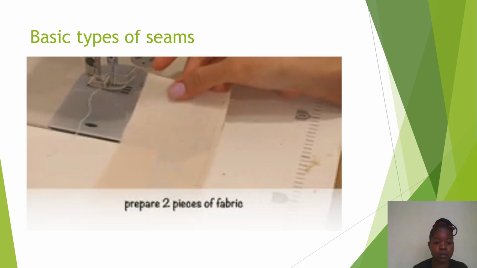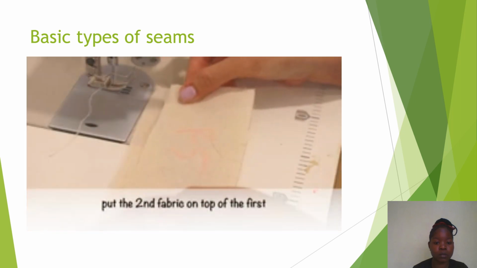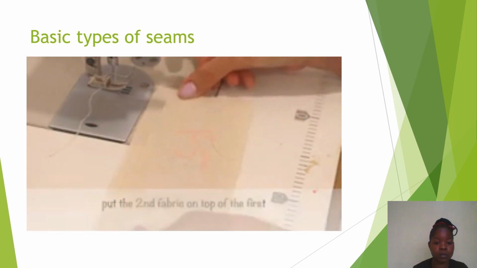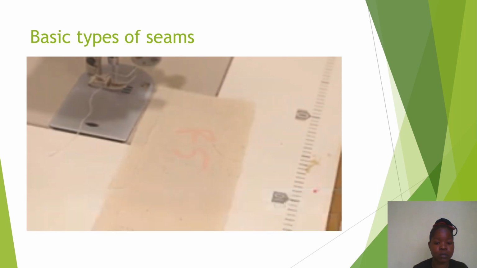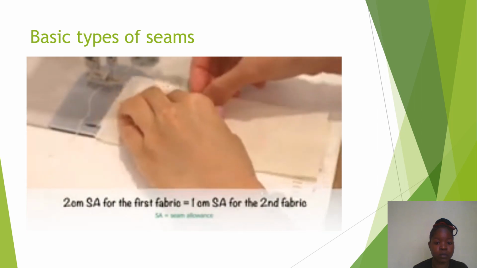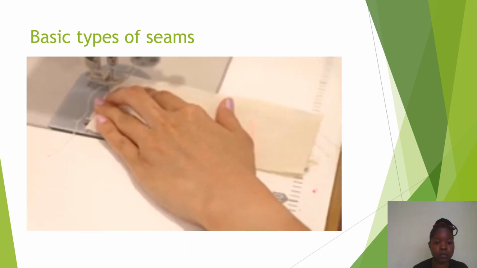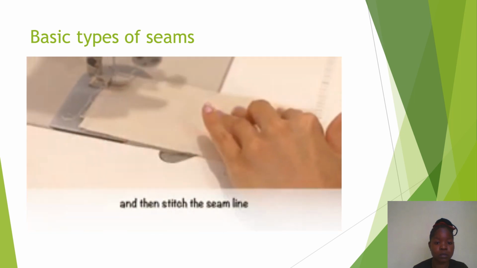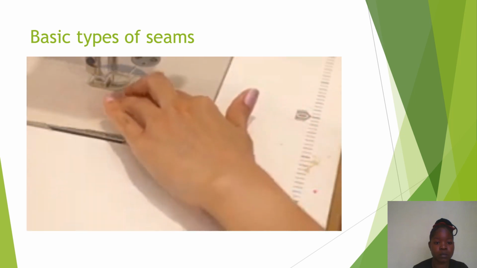Prepare 2 pieces of fabric. First fabric with wrong side on the top, and then put the second fabric on top of the first, so it will be wrong side together and the seam allowance has a 1 cm gap like this. So one fabric has 2 cm seam allowance and the other has only 1 cm seam allowance. And then stitch the seam line 2 cm from the edge of the seam allowance.